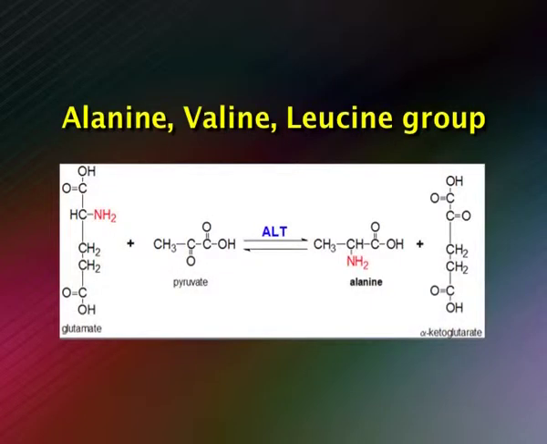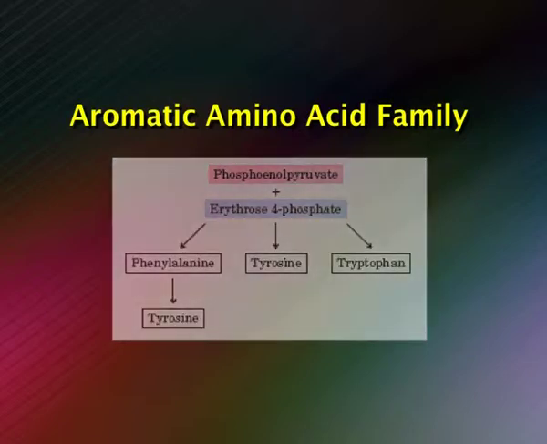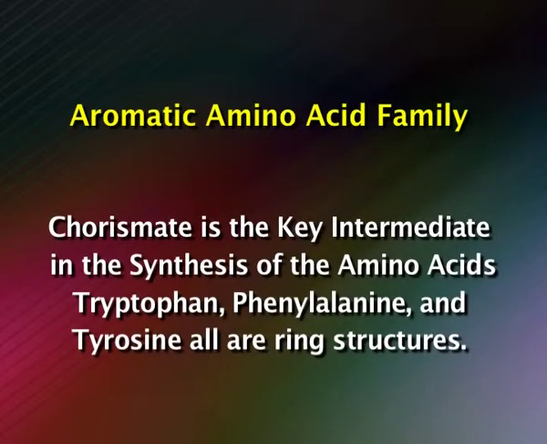And the alanine-Valine-Leucine group originates from pyruvate. The starting compound is alanine, and valine and leucine are synthesized independently of each other by elongation of the pyruvate chain. In the aromatic amino acid family, chorismate is the key intermediate in the synthesis of the amino acids. Tryptophan, phenylalanine and tyrosine all are ring structures.